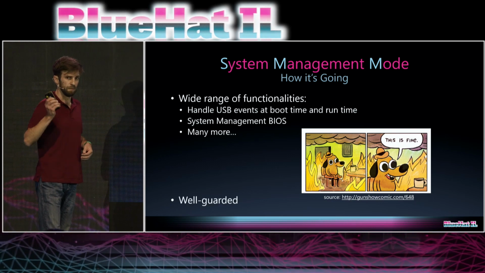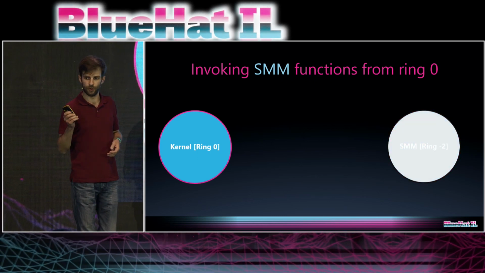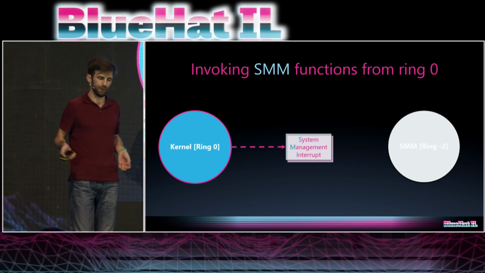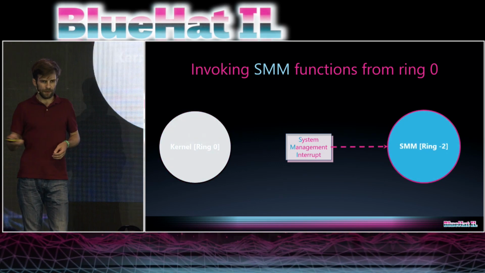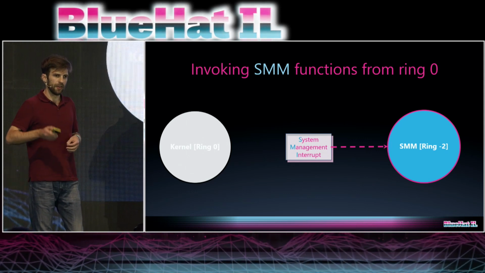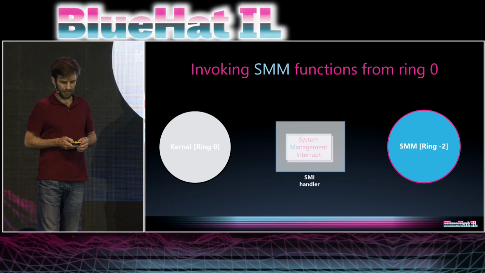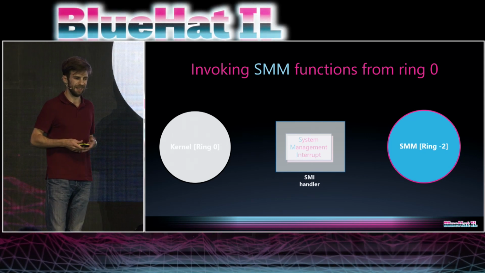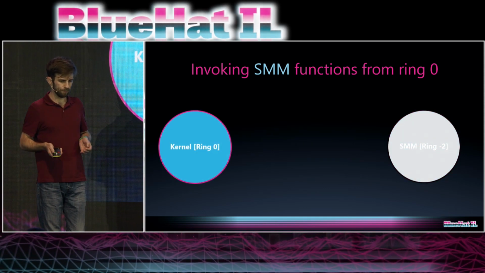keep the SMM safe. In order to switch to SMM, the kernel has to trigger a special kind of interrupt, a system management interrupt, or SMI for short. Once this interrupt is triggered, the processor switches to SMM, and like with any other interrupt, there is a handler corresponding to this interrupt's number. In our case, it's the SMI handler. Once the SMI handler is done handling the SMI, the processor switches back to the kernel.